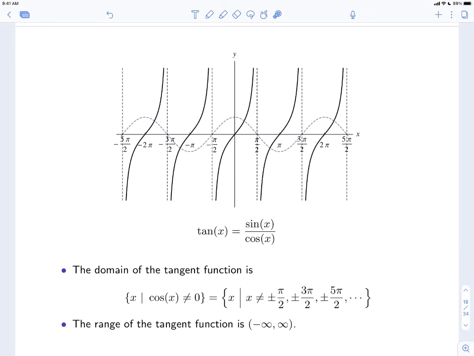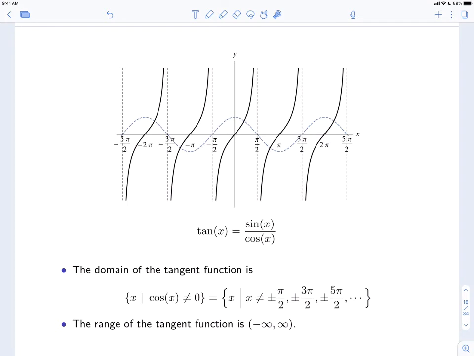Now, you can see in this graph there's a dashed curve. This is cosine of x, and every place that it crosses the x-axis, that's where cosine of x is 0. So cosine of x is 0 at pi over 2, 3 pi over 2, and 5 pi over 2, and so on. So every place where cosine of x crosses the x-axis, you get one of these vertical asymptotes. So you get a complete period for tangent occurring between vertical asymptotes.